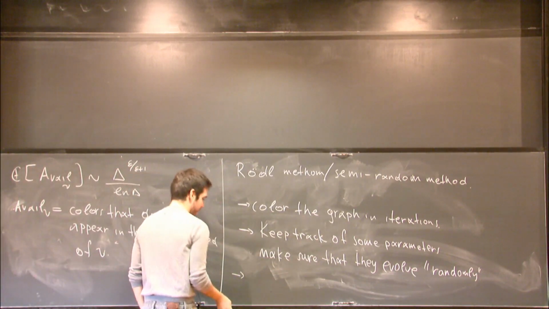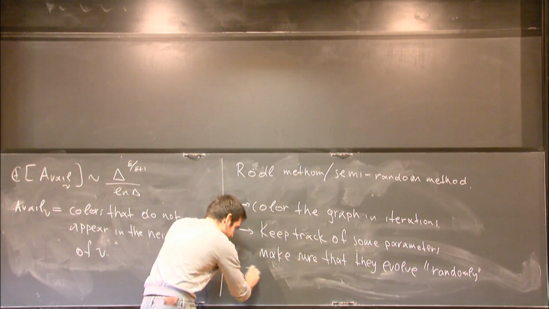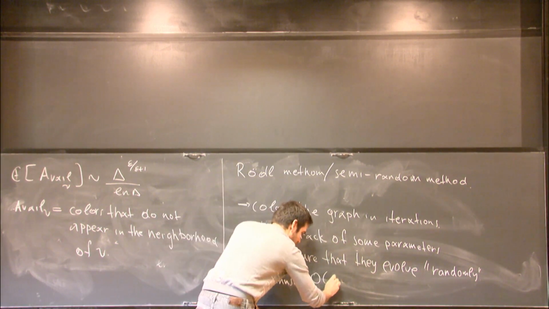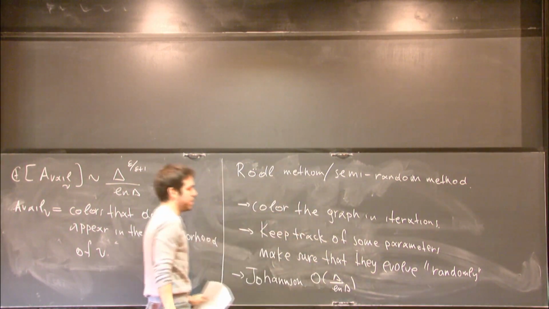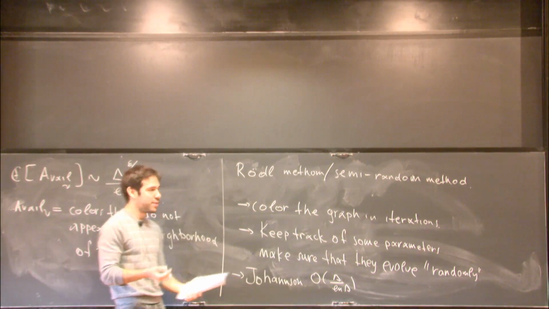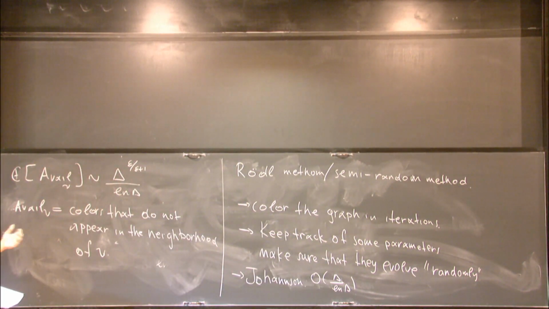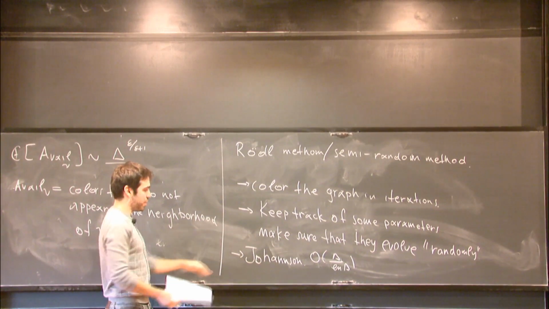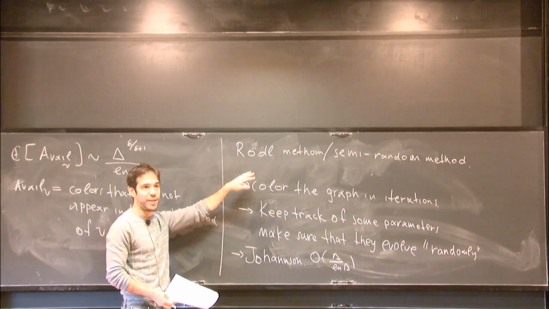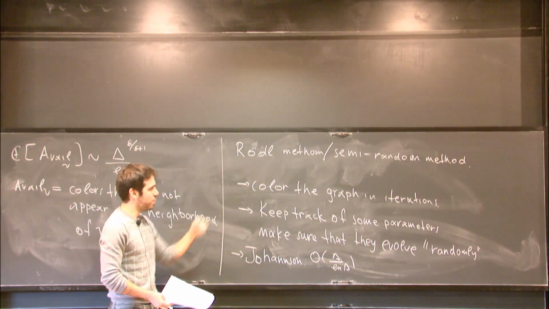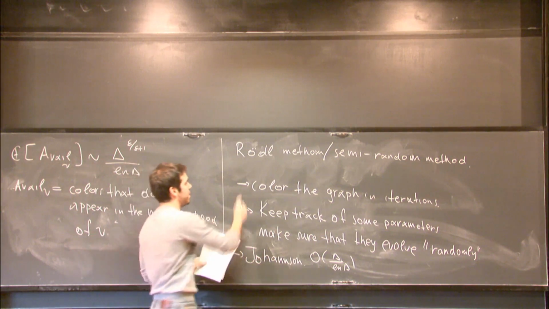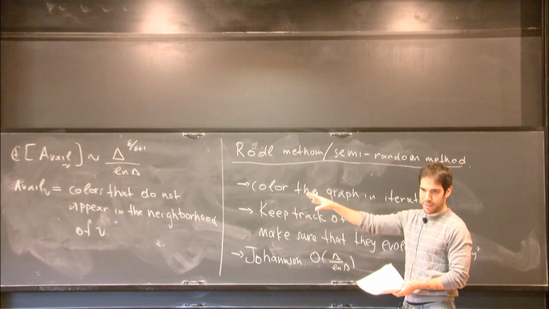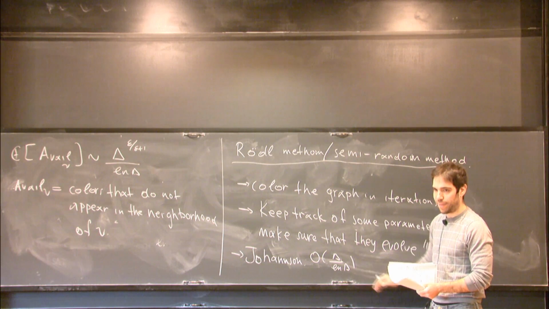Typically, the best proof using this strategy before Molloy was due to Johansson, which gave an O of delta over log delta bound. Molloy improved the constant here, and his result, as I told you, is important because he found the constant. Moreover, his proof is very nice and much simpler than this proof. In fact, he just does one iteration, and then he finishes the coloring. So this is a general method that applies to many problems. I tried to describe what happens in this case, and this is what was used before.